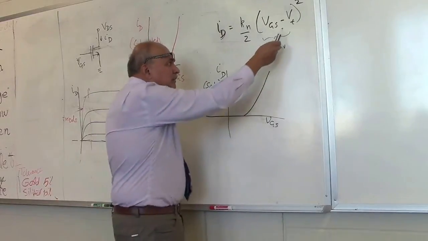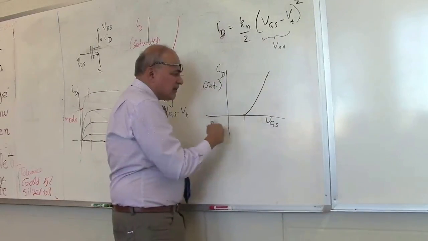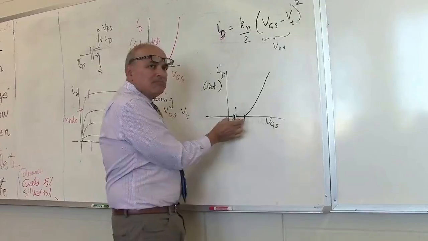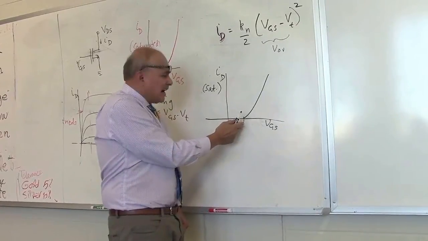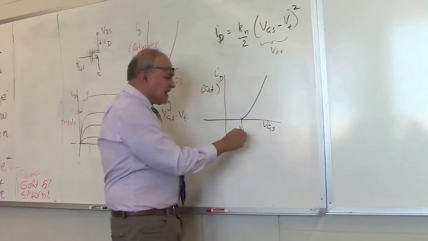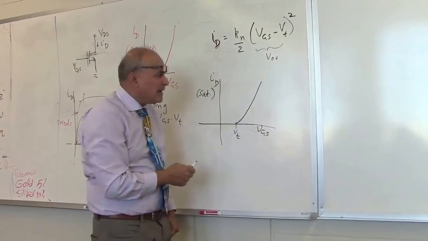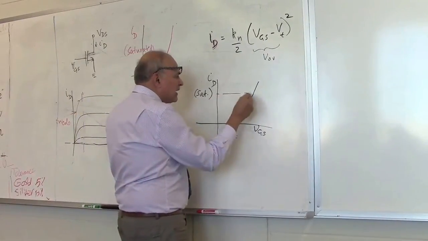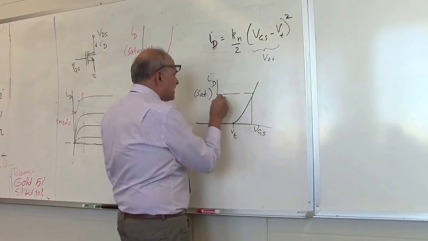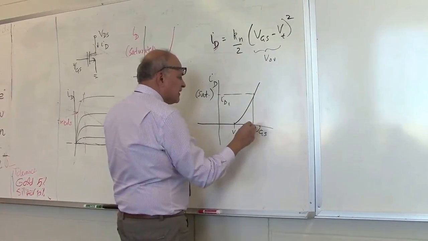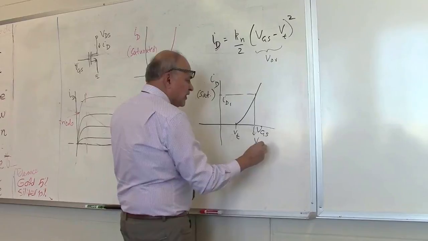So you can find the threshold voltage by looking at this graph. Well, it's going to be here anyway, because until you reach VT, no current exists. So you can determine what VT is for the characteristic. And then you can just take any one point. Let's call it ID1 and VGS1 on your characteristic.